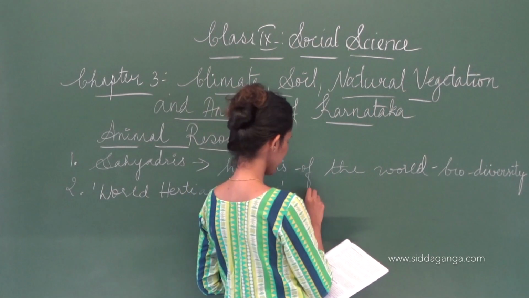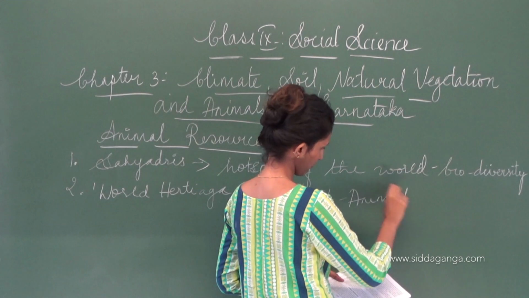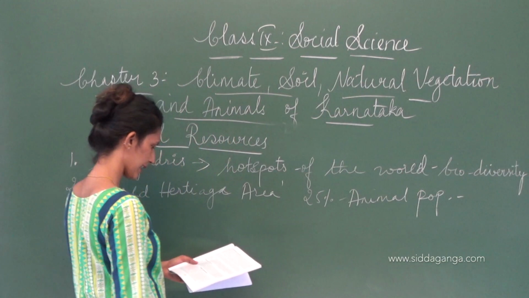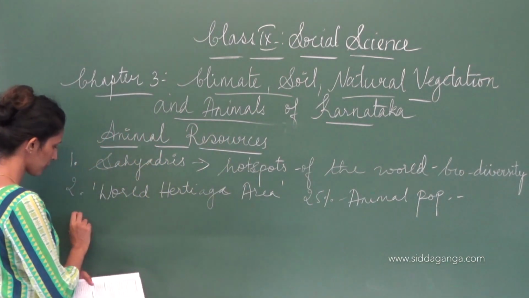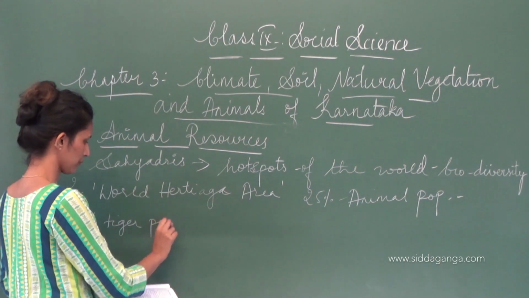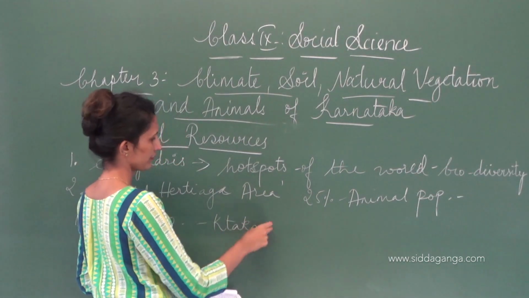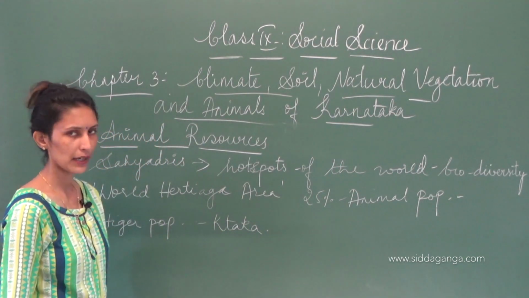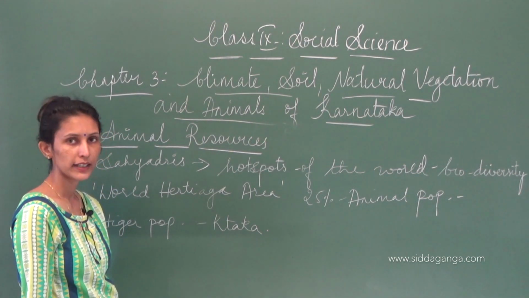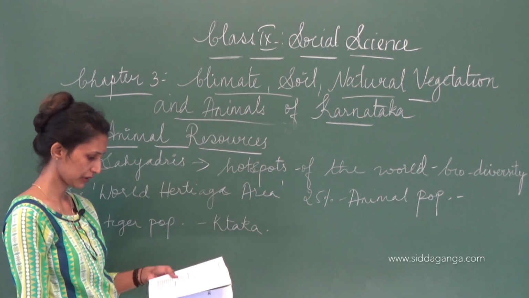Now 25% of the animal population and 10% of the tiger population is found in Karnataka. This is a comparison with the whole country. 25% of animal population and 10% of tiger population we have in our state, Karnataka.